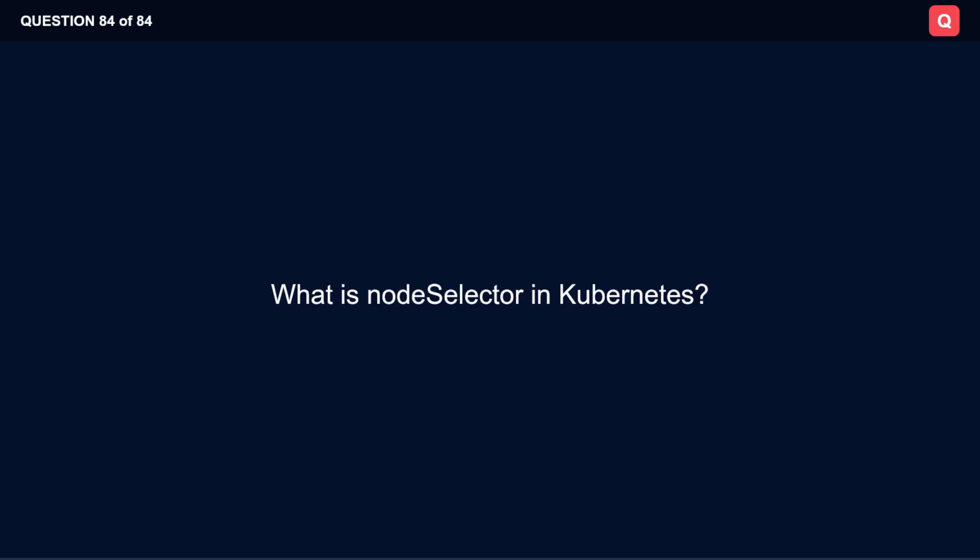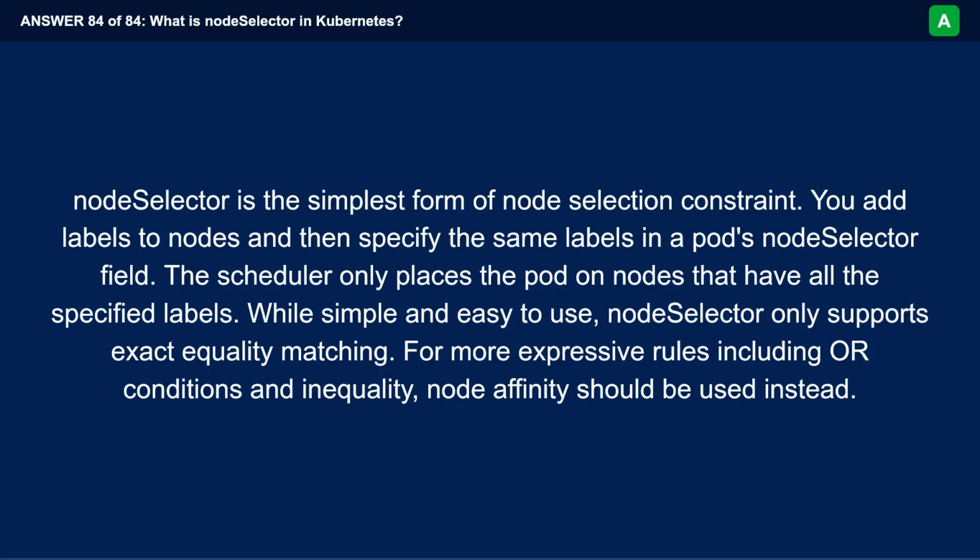What is node selector in Kubernetes? Node selector is the simplest form of node selection constraint. You add labels to nodes and then specify the same labels in a pod's node selector field. The scheduler only places the pod on nodes that have all the specified labels. While simple and easy to use, node selector only supports exact equality matching. For more expressive rules, including OR conditions and inequality, node affinity should be used instead.